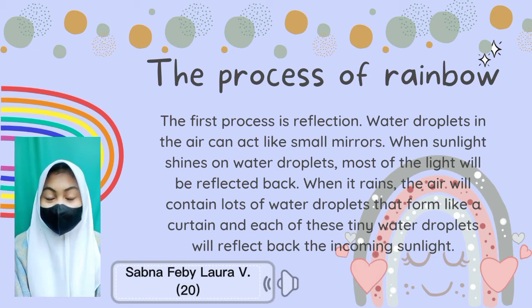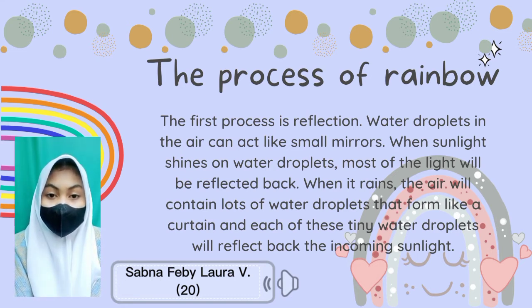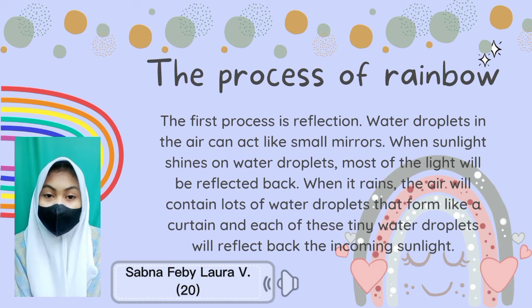The first process is reflection. Water droplets in the air can act like small mirrors. When sunlight shines on water droplets, most of the light will be reflected back. When it rains, the air will contain lots of water droplets that form like a curtain, and each of these tiny water droplets will reflect back the incoming sunlight.